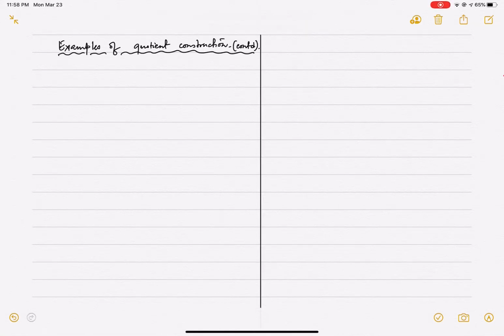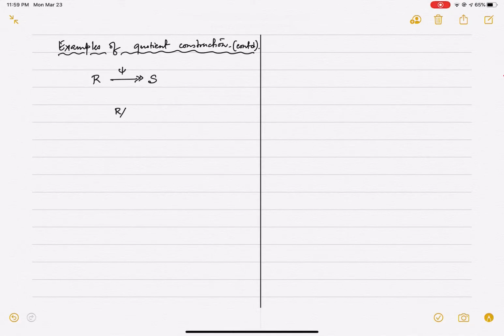Let's do a couple more examples of the quotient construction. Again, all the verifications are by the first isomorphism theorem. So here it is again quickly. Let's say psi is an onto ring homomorphism from R to S. R and S are rings.